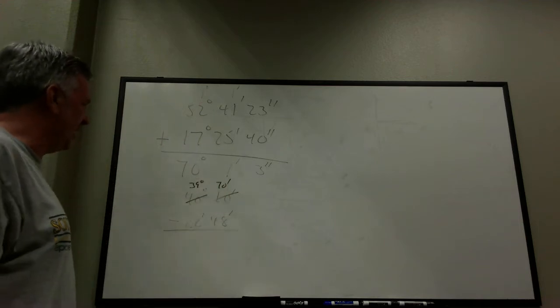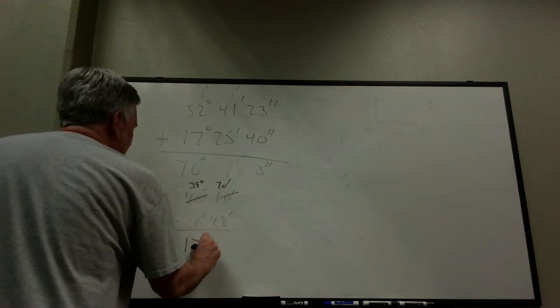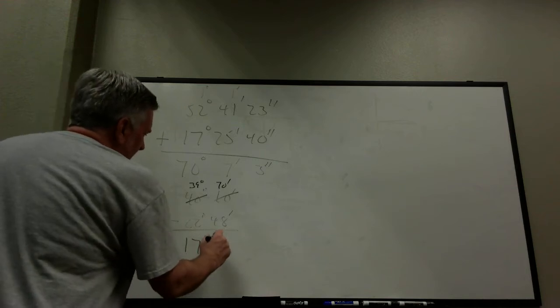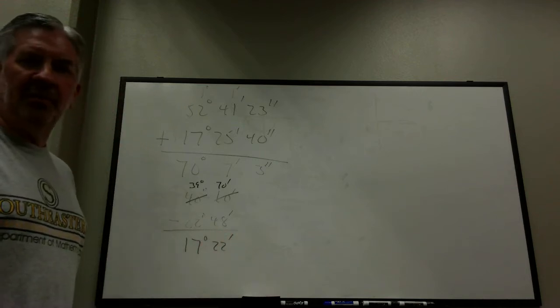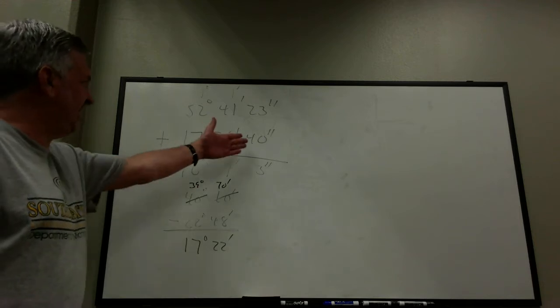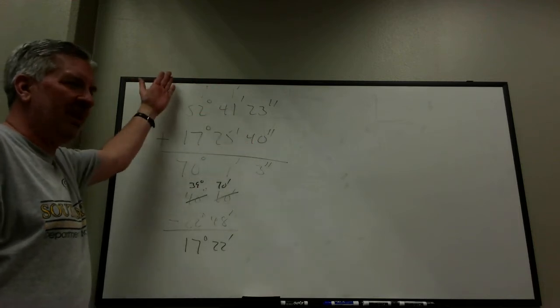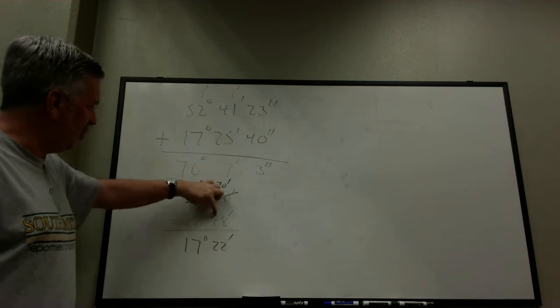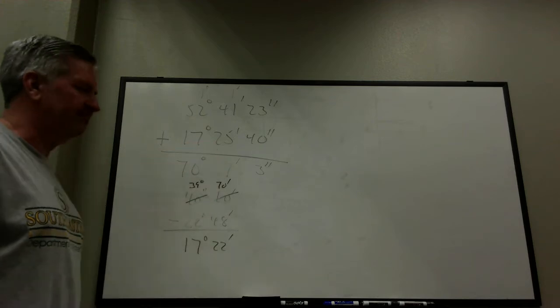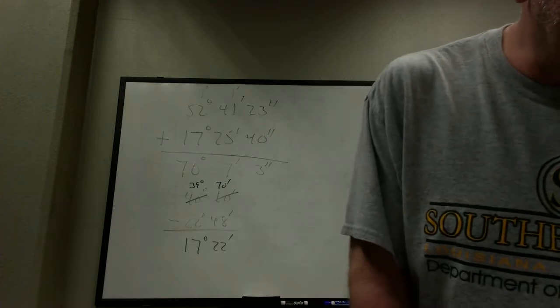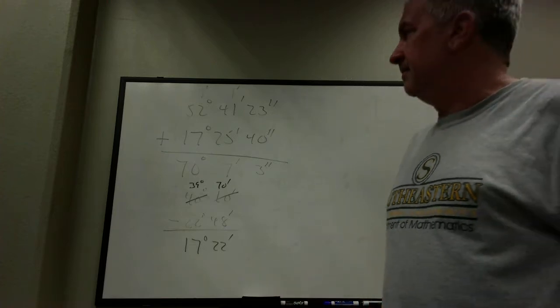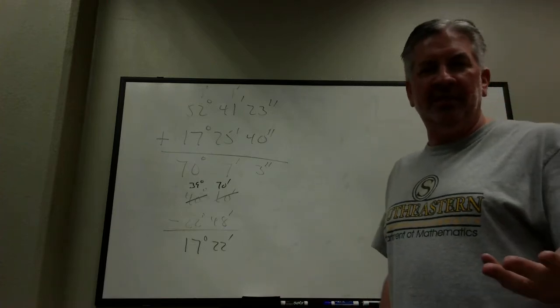Now you just subtract down, and you get 17 degrees, 22 minutes. Easy. Don't make these harder than they are. It's just when you hit 60, if you're adding and you hit 60, you carry. If you're subtracting and you don't have enough, you have to borrow. Okay, so that's that.